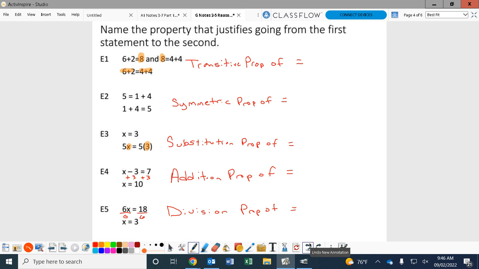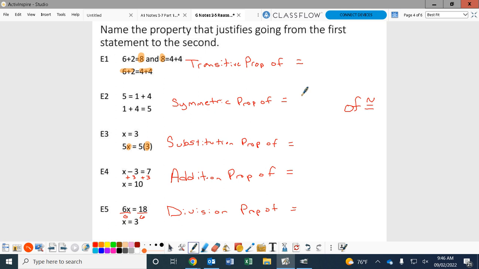Okay guys, I need to mention something. Every single one of these properties that we've done before will also work when you're dealing with congruent as well. So if you see a congruency sign in the middle, instead of saying of equality, you would say of congruence and just put the congruent symbol. But it's the exact same thing. You just write of congruence. You won't see it a lot, but you will see it sometimes, so I need to make sure you know that it works for that as well.